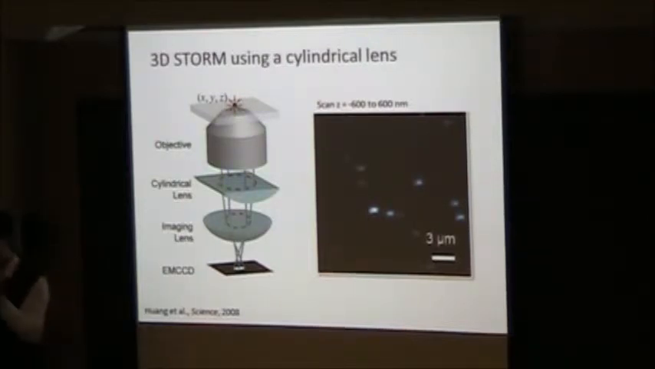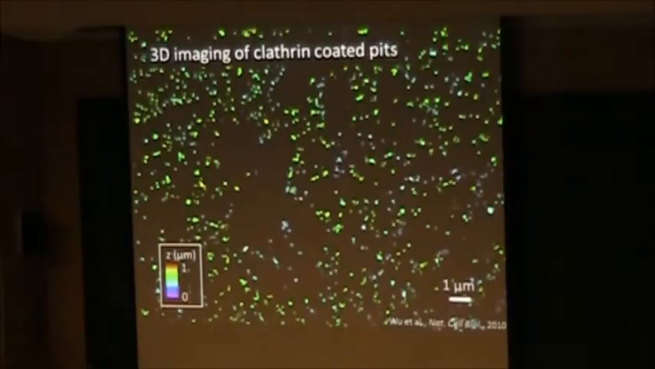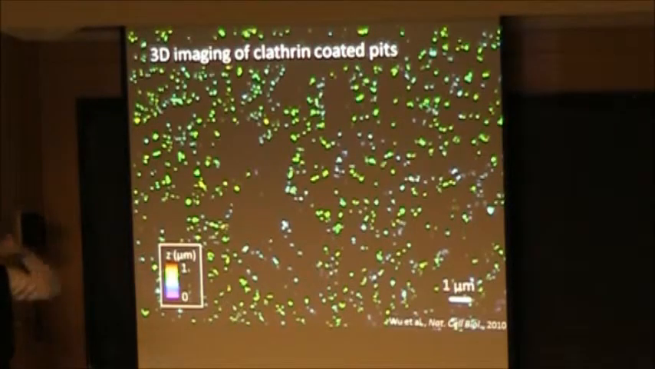This is just one of the methods that can allow us to determine 3D position. There are other methods, like biplane imaging, like the double helix, or all the other point spread function engineering efforts that Rafael has been working on. But they all give us 3D images of cellular structures.